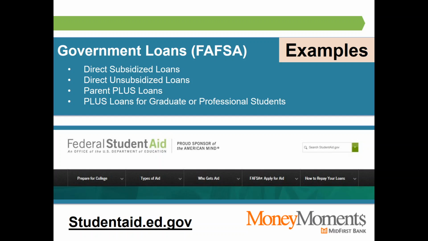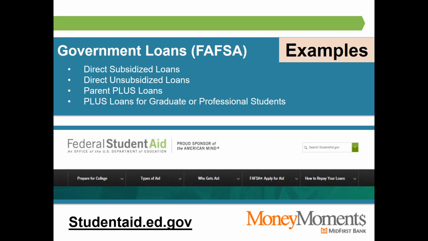These are applied for through the Free Application for Federal Student Aid, also known as the FAFSA, and come in a few different forms. The first two loans and the last loan, the direct subsidized, direct unsubsidized, and the PLUS loan for graduate students, are all loans taken out in the student's name. Parent PLUS loans are loans taken out in the parent's name on behalf of the student. The interest rates on these loans vary from year to year, but they are always a fixed interest rate.